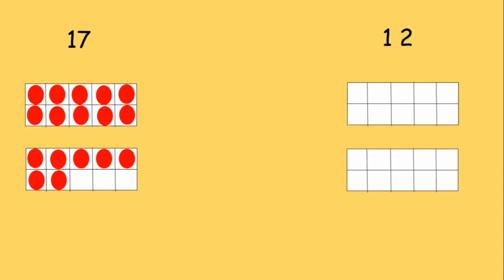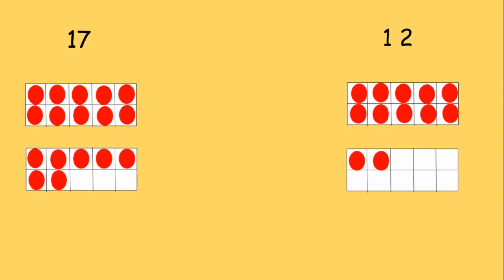Good. Let's look at the next teen number. What do we see? 12. Well, it's a teen number. Start with a group of 10. How many more? Let's see. 10, 11, 12. Did you say 2 more? Yes, very good.